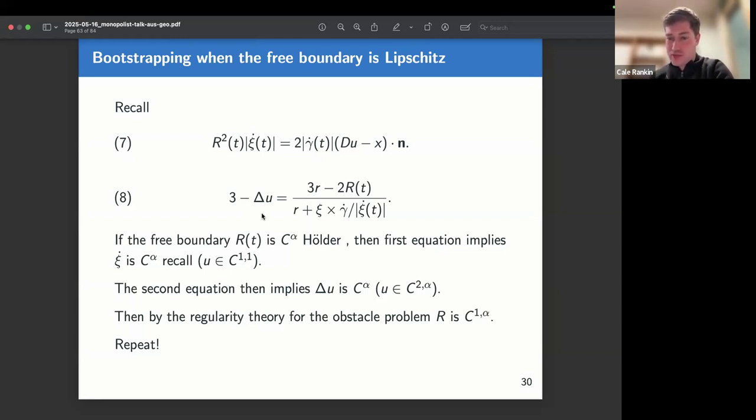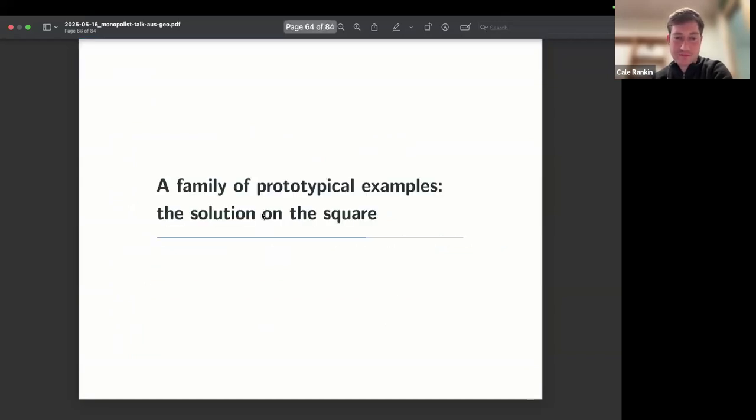This is sort of a standard bootstrap now, where we get U has an additional derivative over R, and then R has an additional derivative over U, and we can repeat this up to R being C infinity.